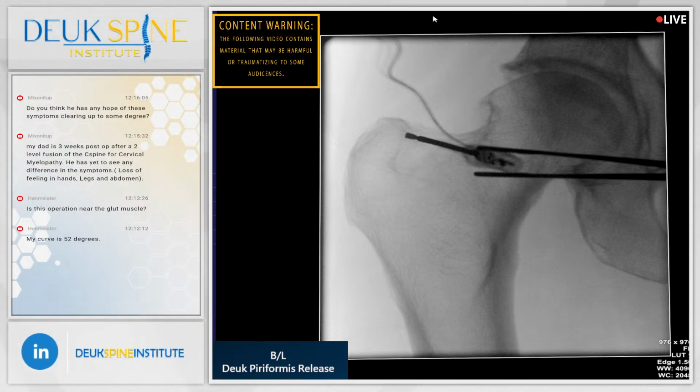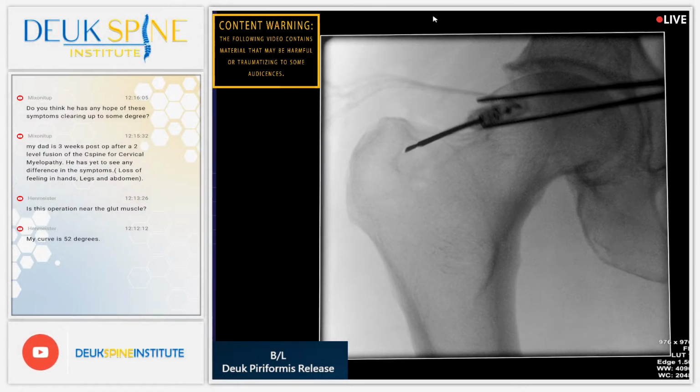All right, we'll take the questions. Question from Henmeister on YouTube asking, just wanted to ask, what's the most complicated bits to fuse in the spine for scoliosis surgery? I'm getting T10 to L2 refused. Would this be complicated? My curve is 52 degrees. Is this operation near the glute muscle?